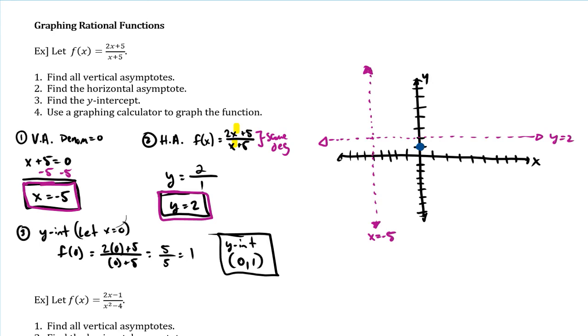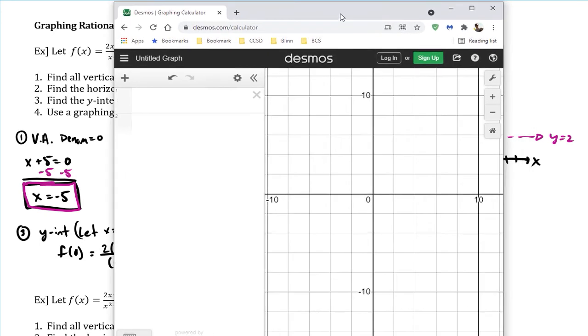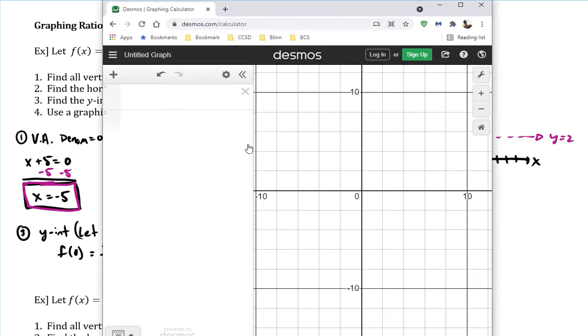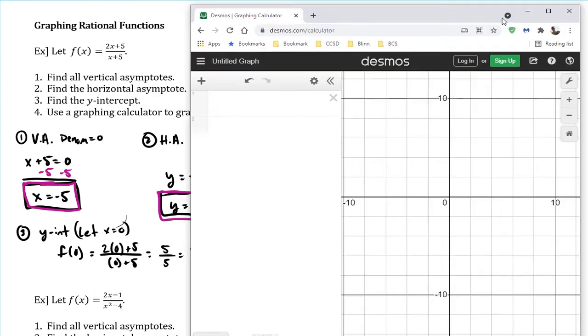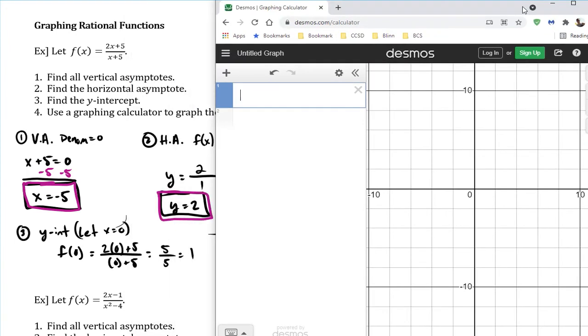Now, in the calculator, I'm going to use Desmos. Again, I already got it pulled up. So desmos.com and then /calculator, or you just go to Desmos and do the graphing calculator. And then we're going to type it in exactly as we see it. Now, if you have an 83 or 84, this is where you would need parentheses depending on how old your calculator is.